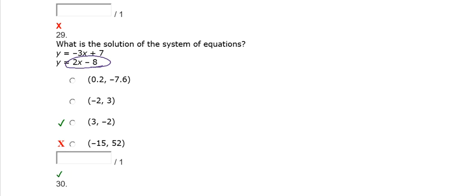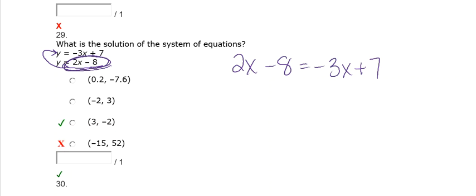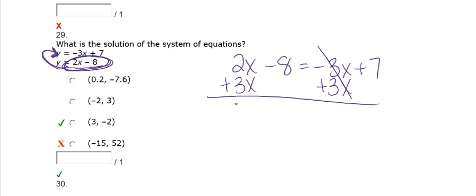So substitution means take this part and plug it up here for y. If two things are both equal to y, then they're actually both equal to each other. So I end up with 2x minus 8 equals negative 3x plus 7. Remember, this is substitution. I substituted something that equaled y in one equation in for y in the other equation. The one I did at the very beginning, that was elimination. So I'm going to add 3x to both sides. This allows me to have an equation with one variable, just x, so I can solve that.